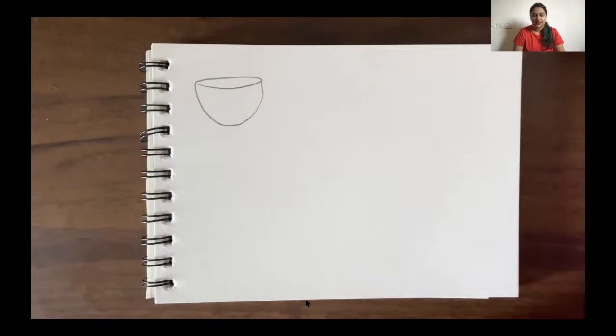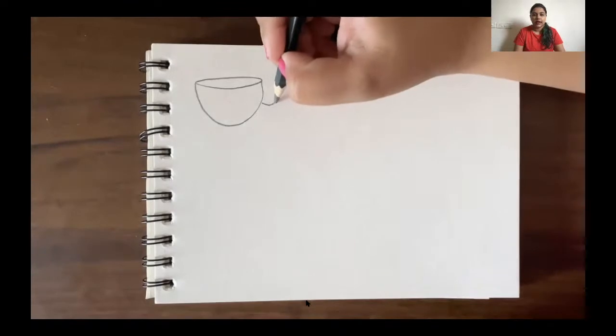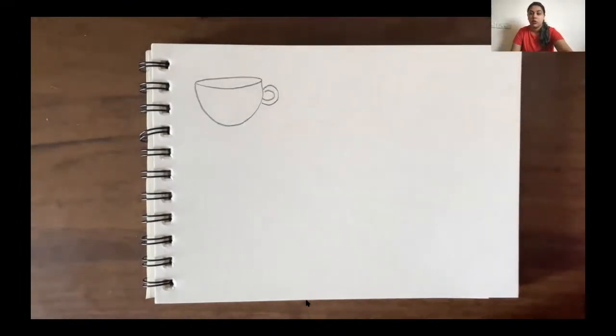Okay, so I'm looking at everybody's sheet. Everybody's done. Okay, let's continue. Now we're going to go ahead and draw the two handles. So I'm going to just do like two curves, and that's going to be the holder of the teacup itself.